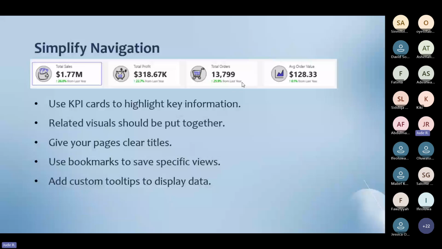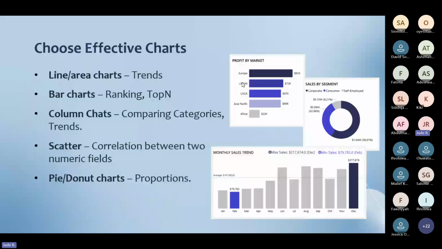The next section I'm talking about is choice of charts. Choose effective charts. Now, what most people don't know is that several charts have their primary use. Some are so strict, if you use them elsewhere, they may cause problems. For instance, the line chart or the area chart. I prefer the area chart, but the area chart is basically a line chart that is shaded.